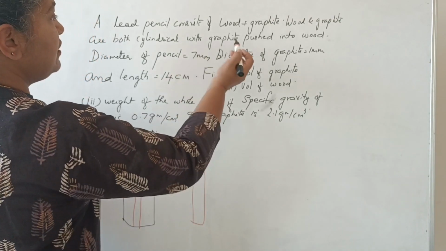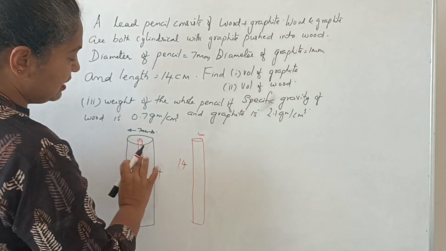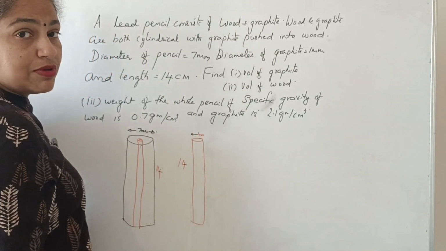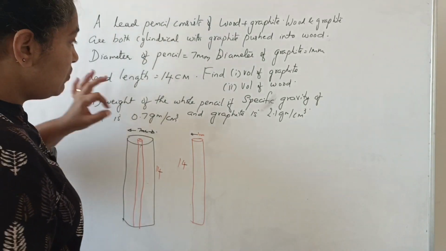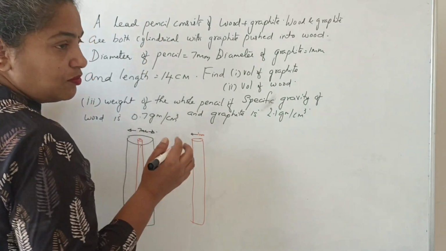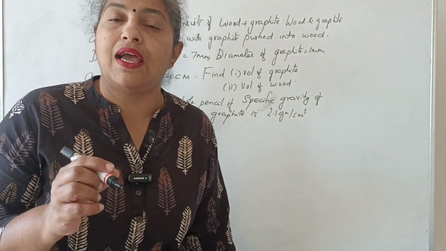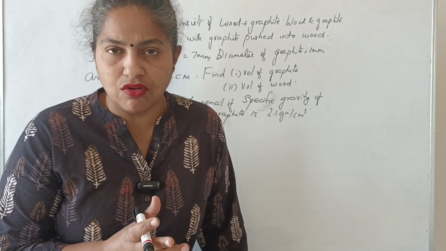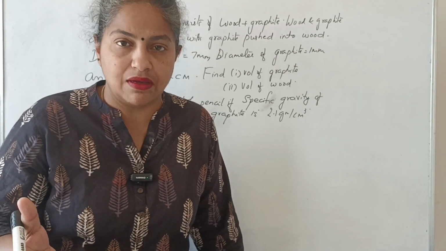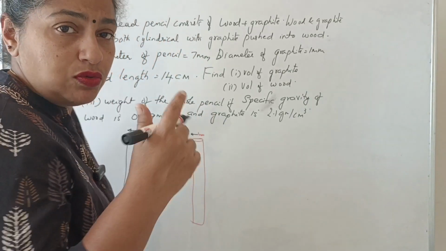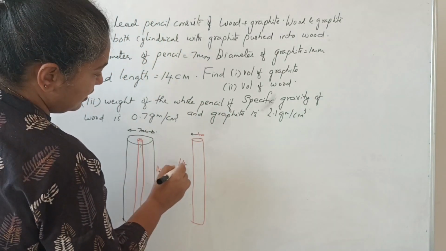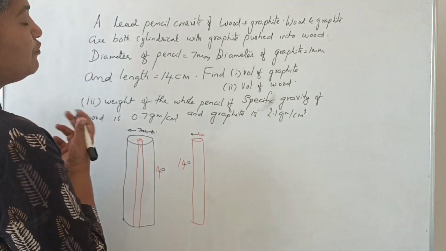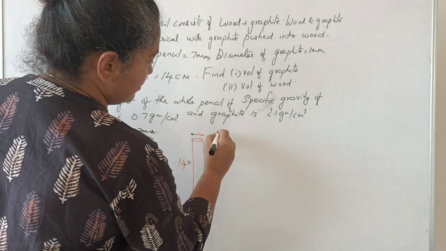Diameter of the graphite is also given to us, which is 1 millimeter. I have drawn it separately because I don't have place to mark. So this is 1 millimeter. Okay. Now the length is given as 14 centimeters. I am going to convert it into millimeter, and at the end of the sum, I will convert it into centimeters or meters, however you expect the answer to be. But right now I am going to go with millimeter. So 140 millimeters. Now, the first part is to find the volume of the graphite.